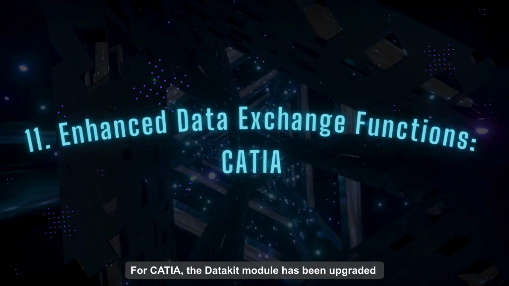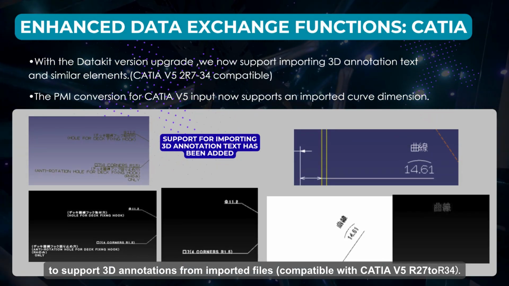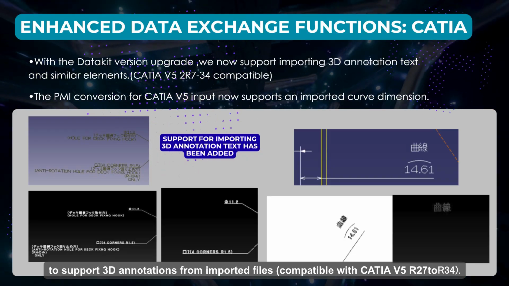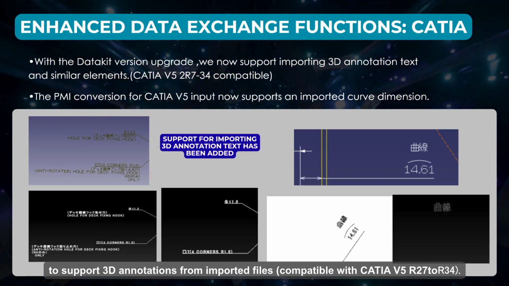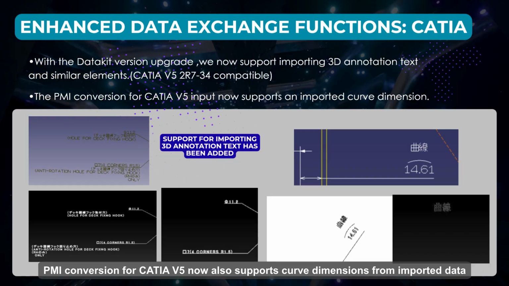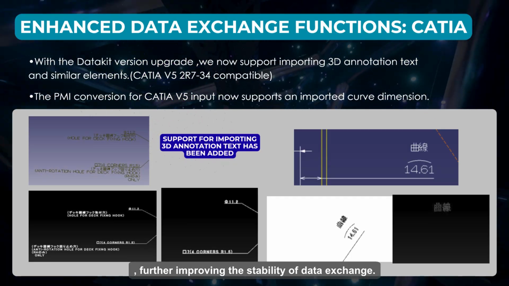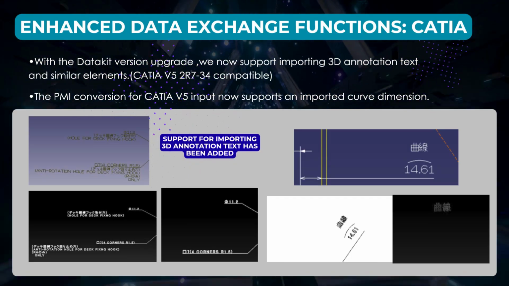For CATIA, the DataKit module has been upgraded to support 3D annotations from imported files, compatible with CATIA V5 R27 to R34. PMI conversion for CATIA V5 now also supports curve dimensions from imported data, further improving the stability of data exchange.